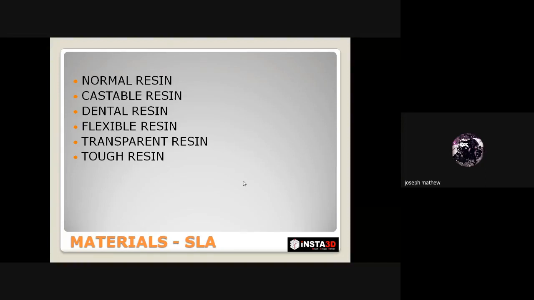And then the transparent resin. This transparent resin, we can print it in an SLA 3D printer, and by finishing it properly, we can get a fully transparent 3D printed component. The last one is the tough resin, which has a few ABS and polycarbonate traces in the resin material, so that it can have high strength and hardness.